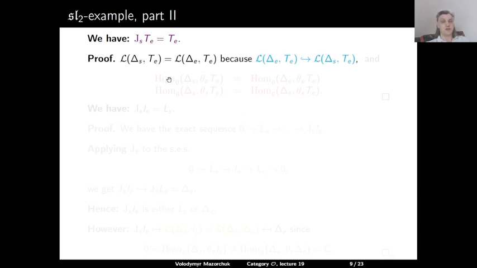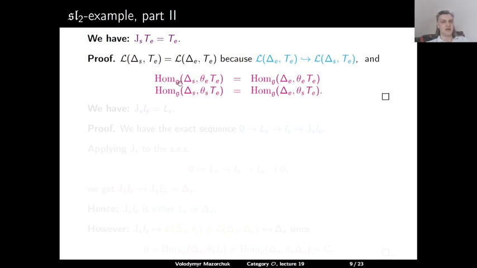So what do we need to prove? We need to prove that the Harish-Chandra bimodule L(δ_S, T_E) is isomorphic to the Harish-Chandra bimodule L(δ_E, T_E). Again, we have the natural inclusion L(δ_E, T_E) embeds into L(δ_S, T_E), and we need to compare the multiplicities for the projective functors θ_E and θ_S.